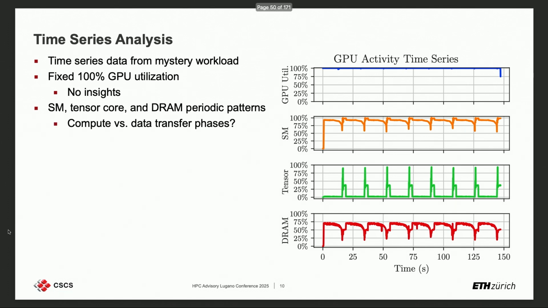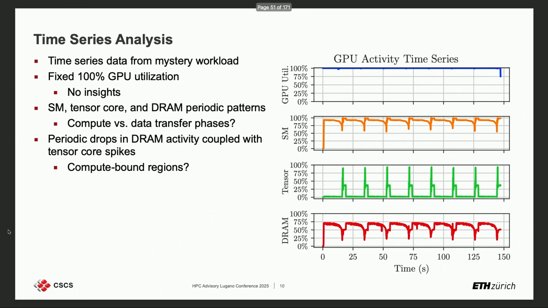Instead, if you look at, for example, SM activity, tensor core activity, and memory activity, you can see that there are some periodic patterns that happen throughout the workload. And this could mean, for example, that there are alternating phases of compute and data transfer. Now, specifically, if you notice, there are periodic drops in memory activity that are coupled with spikes in the tensor core. That would be the green and red lines, right? When the red line drops, the green one spikes. And this, to me, suggests perhaps compute-bound regions, where you're doing a lot of compute and very few memory operations, so you're in a compute-bound regime.